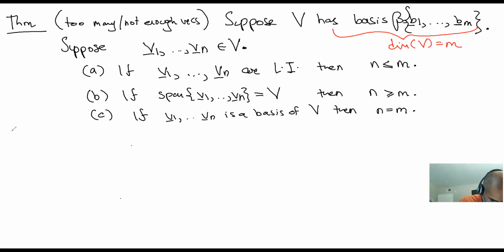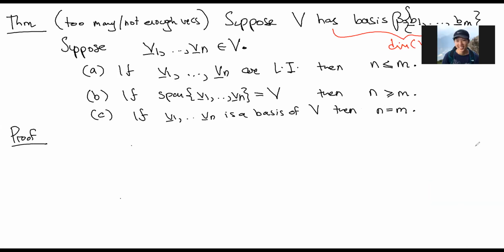Okay, so let's prove this. Oh, sorry, I want to ask a question. Yes, please. Because we can no longer use pivots, how do we concretely prove that V1 through Vn are linearly independent or that they span V? Oh, I'm not asking to prove that they are linearly independent. I'm saying if they're linearly independent, then there must be fewer of them than the dimension. Oh, okay, right, there's an if-then in all of these. That makes sense. Thank you. So let's do the proof of A first.